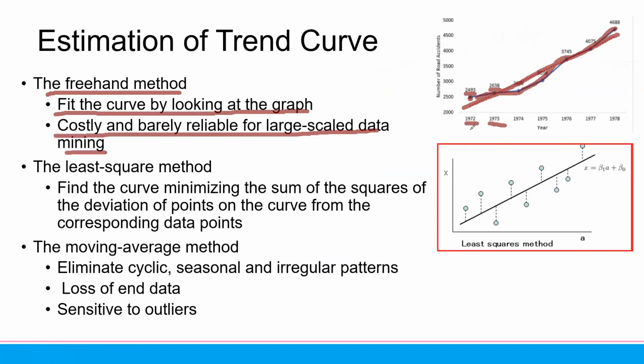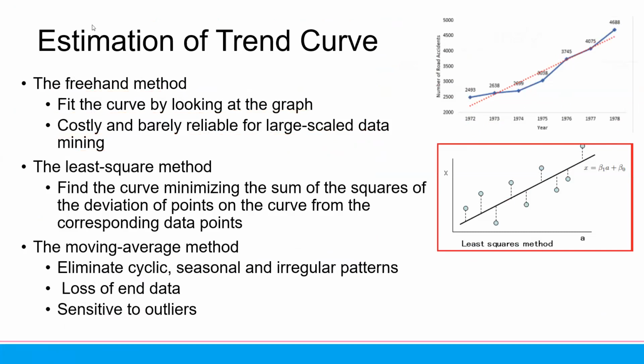If you look at this data, it is from 1972 until 1978. Okay, it's only like 6 years. So it's okay because the data is small. We can just use the freehand method. But if the data is like 30 years, 50 years, so it is difficult. And this freehand method is not reliable.